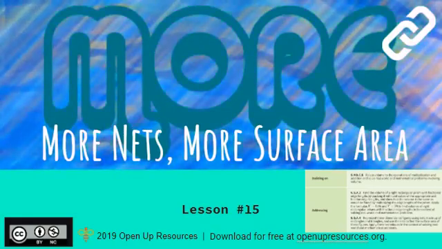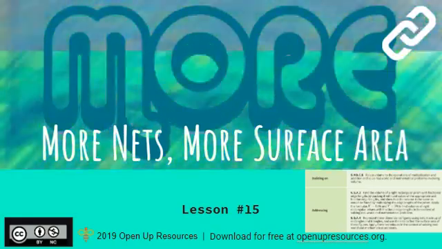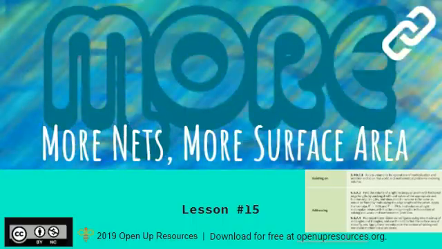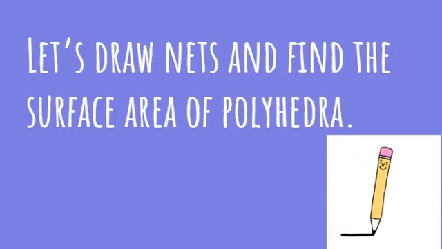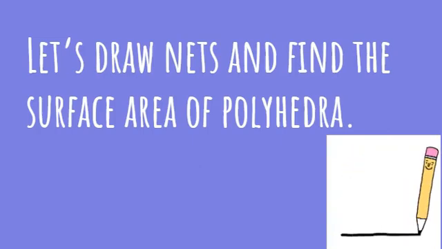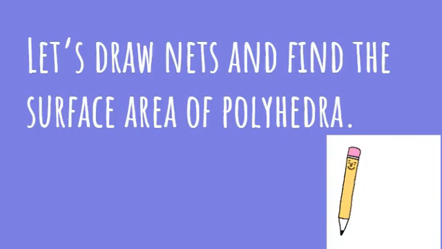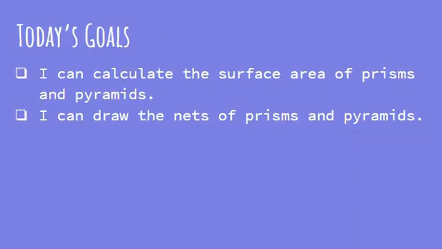Okay, so we're looking at more nets and more surface area in this lesson. So we're going to draw some nets. Remember, nets are the flat versions of what you fold up together to make a polyhedra. We're going to talk about those to find surface area. So today we have our two I can statements. I can calculate surface area of prisms and pyramids, and I can draw the nets of prisms and pyramids. So make sure that you've got both of those down before you move on.